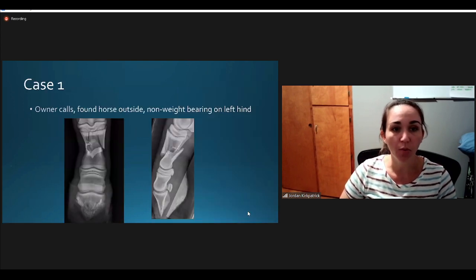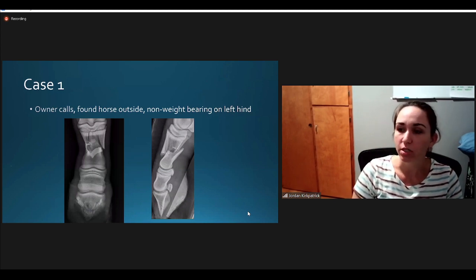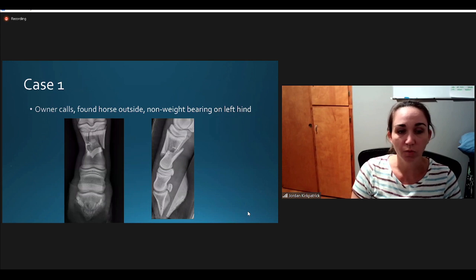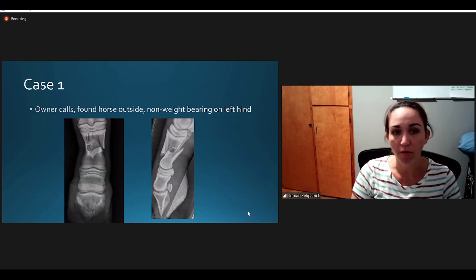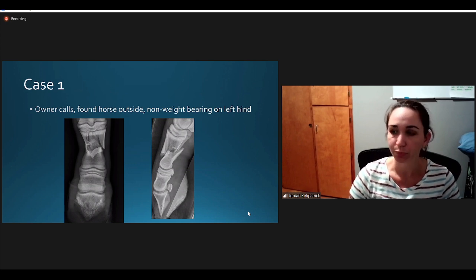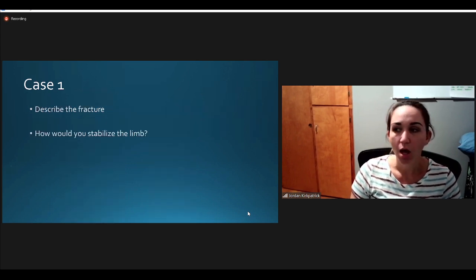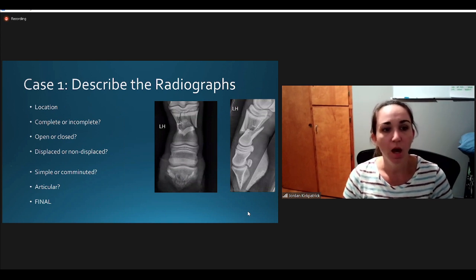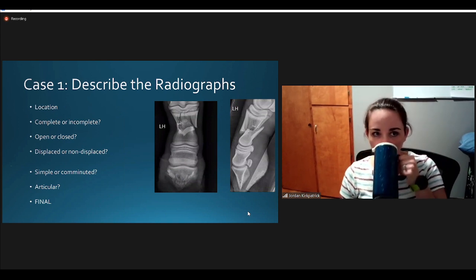So I've got a couple of cases for you to look at, and we can go over them. Case one: the owner calls, having found their horse outside non-weight bearing on the left hind limb. These are the radiographs taken. You want to think about how you would describe the fracture and how you would stabilize the limb. We'll go to this slide and let you look at it for a minute, and then I'll go over the answer.